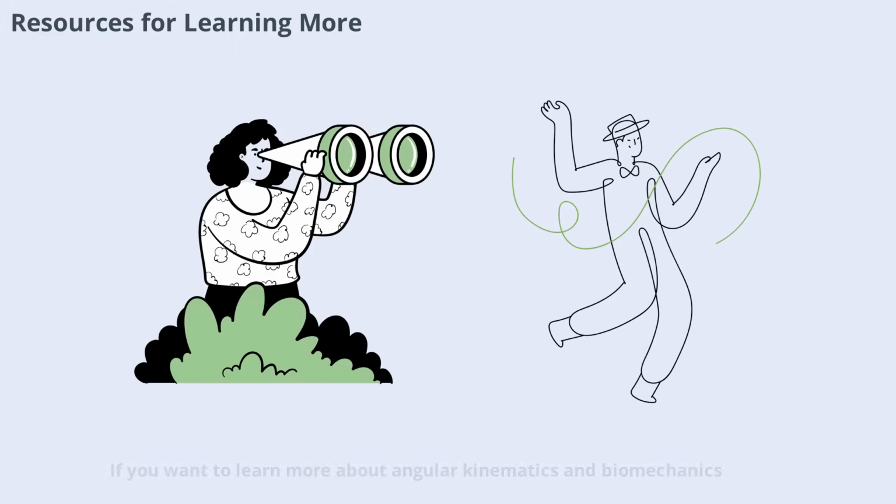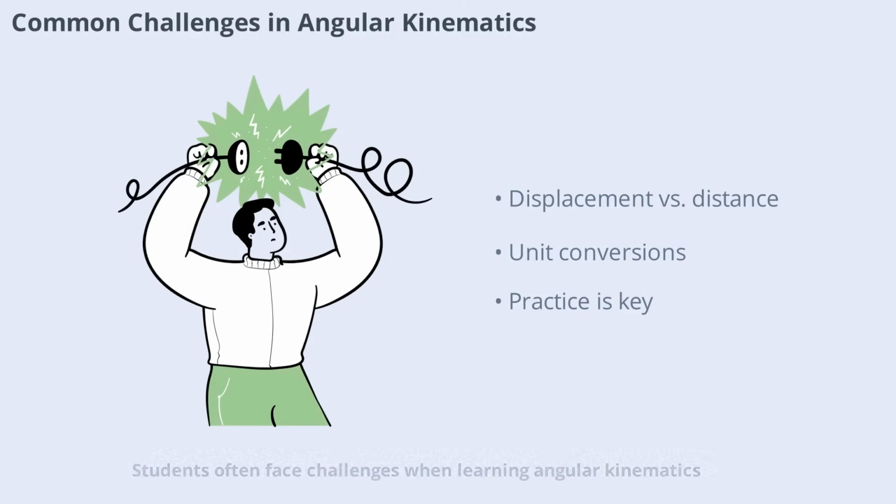If you want to learn more about angular kinematics and biomechanics, there are many resources available. Textbooks, online courses, and scientific articles provide in-depth explanations and practical examples. Engaging with these materials will help you build your knowledge and apply it in real-world situations, whether in sports, healthcare, or research. Students often face challenges when learning angular kinematics, such as understanding the difference between displacement and distance or converting between units. Practice and repetition are key to mastering these concepts.